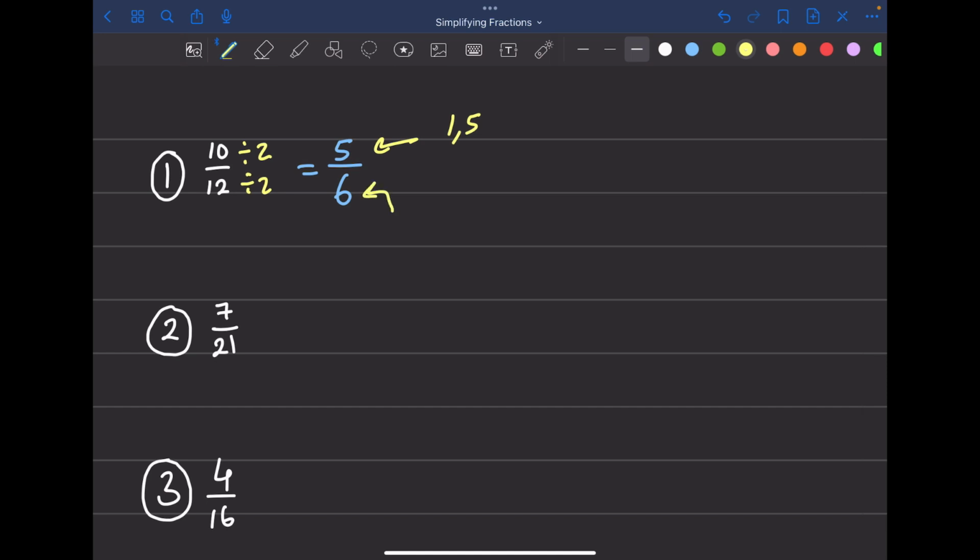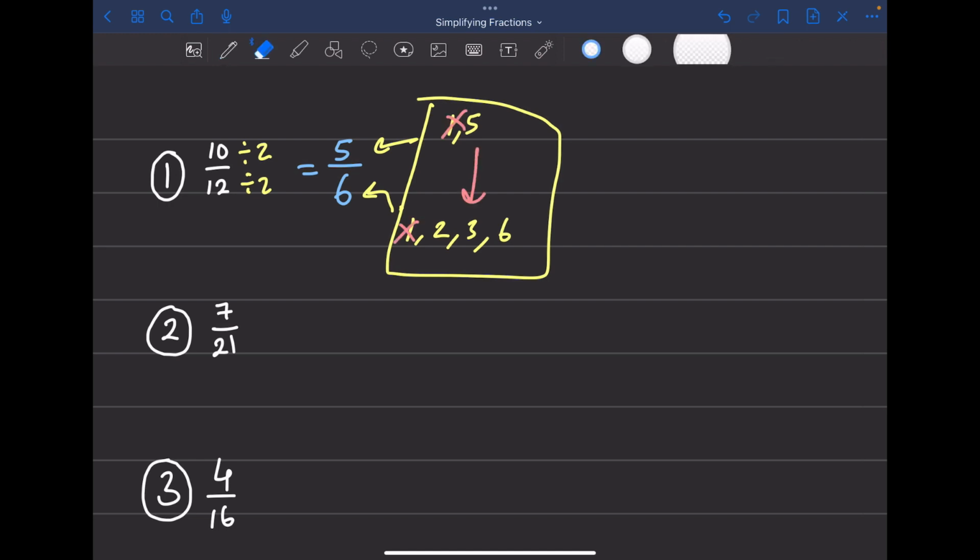And then for 6, the factors of 6 are 1, 2, 3, and 6. So once again, if you have no other common factors other than 1, because 1 we don't usually consider it that much, to be honest, but if you don't have any other common factors, you're done. So that's it. And 5 over 6 is the least we can make this fraction look like.